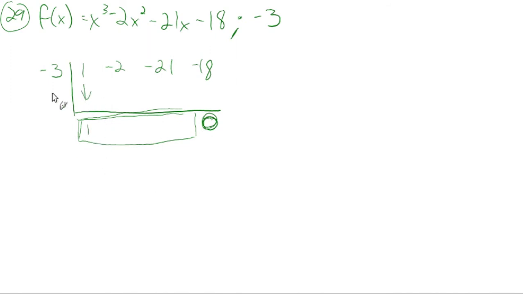So bring down the 1. Negative 3 times 1 is negative 3. Negative 5. Negative 3 times negative 5 is positive 15. And 15 minus 21 is a negative 6. And negative 3 times negative 6 is positive 18, and that is a 0 indeed.